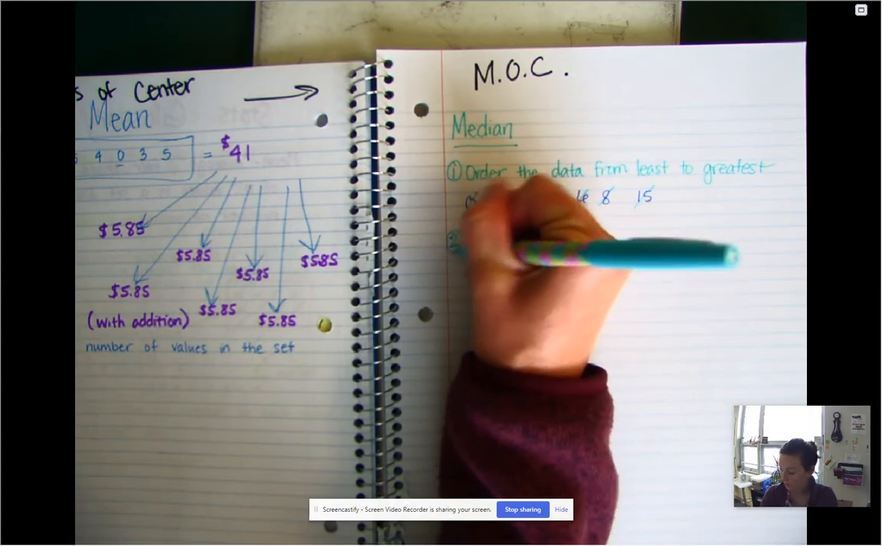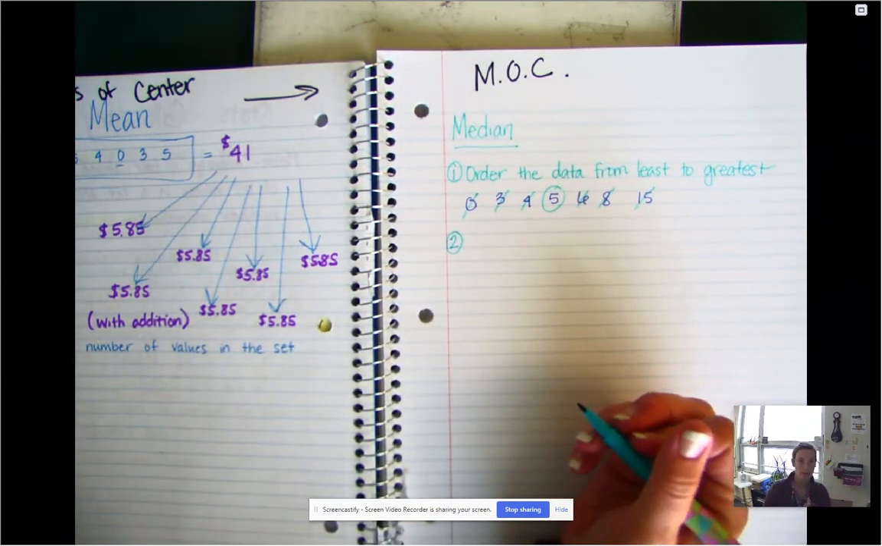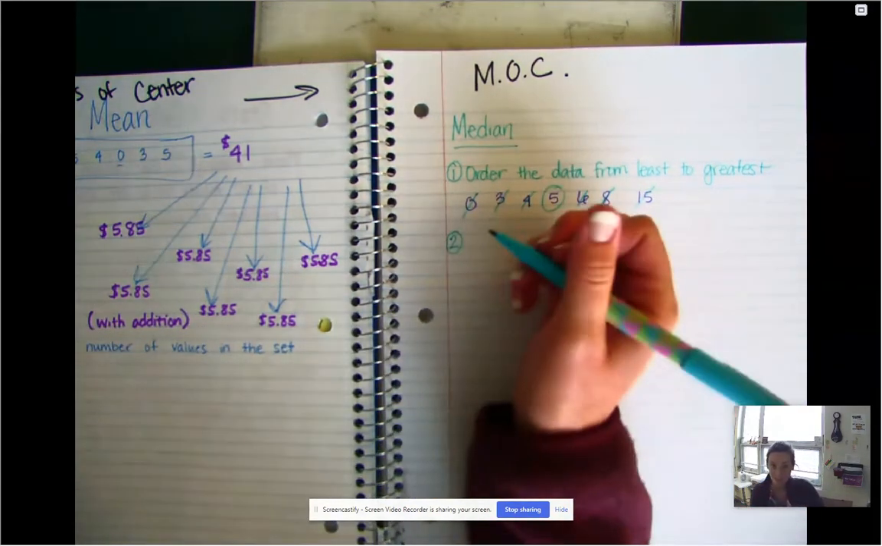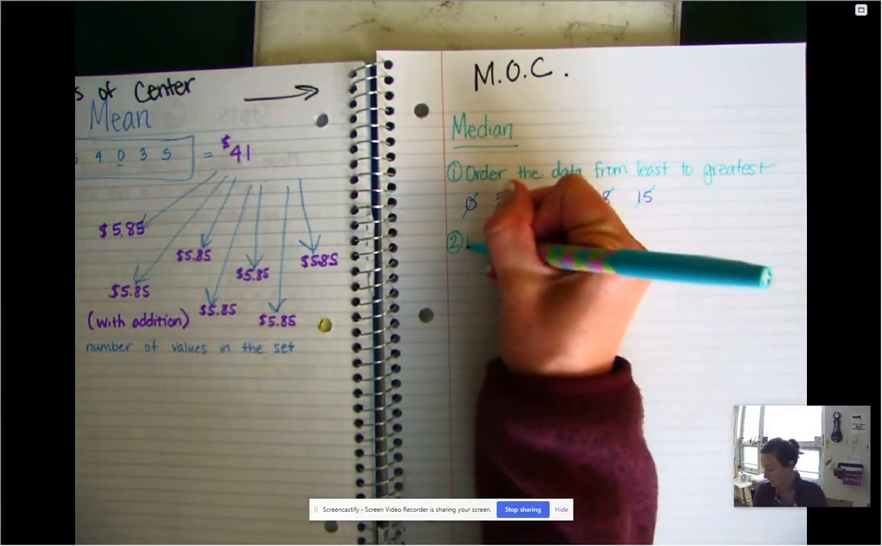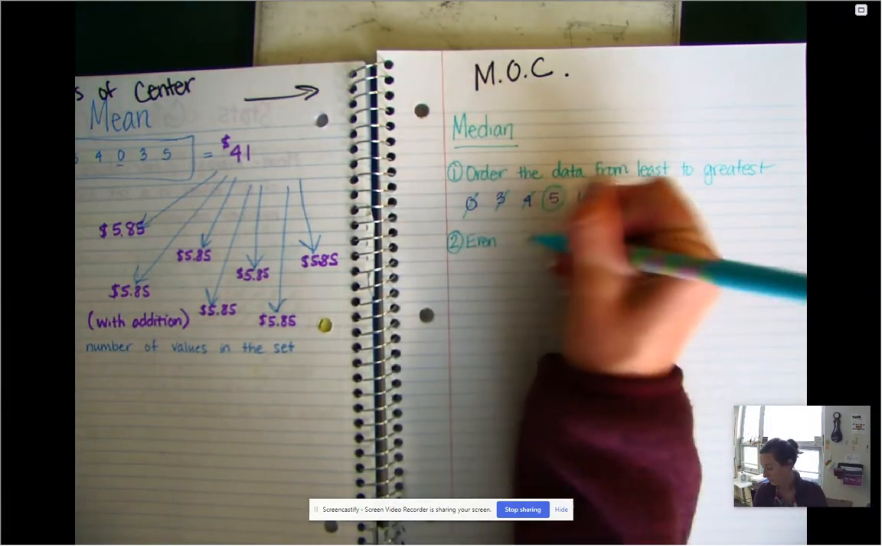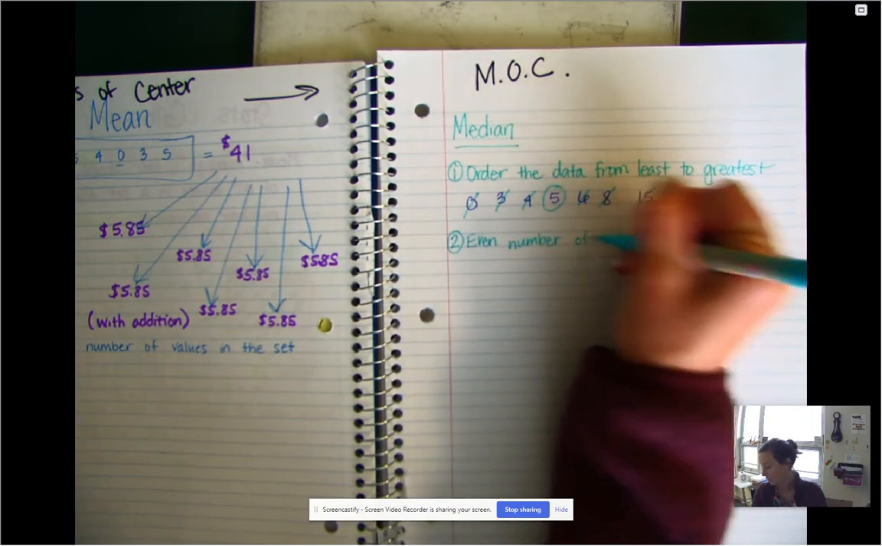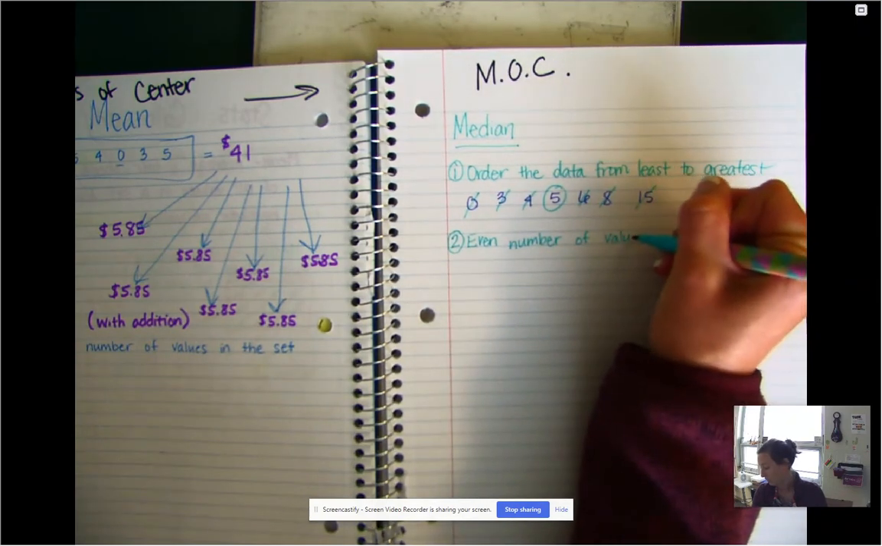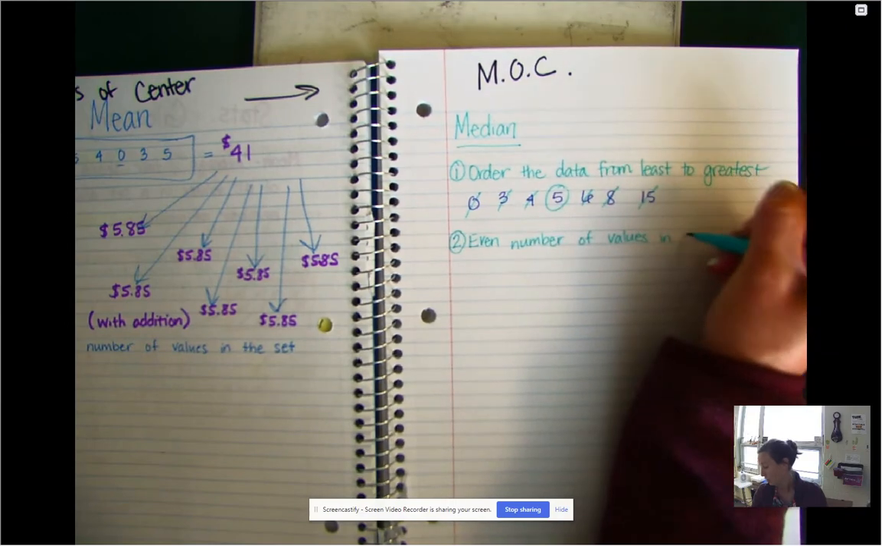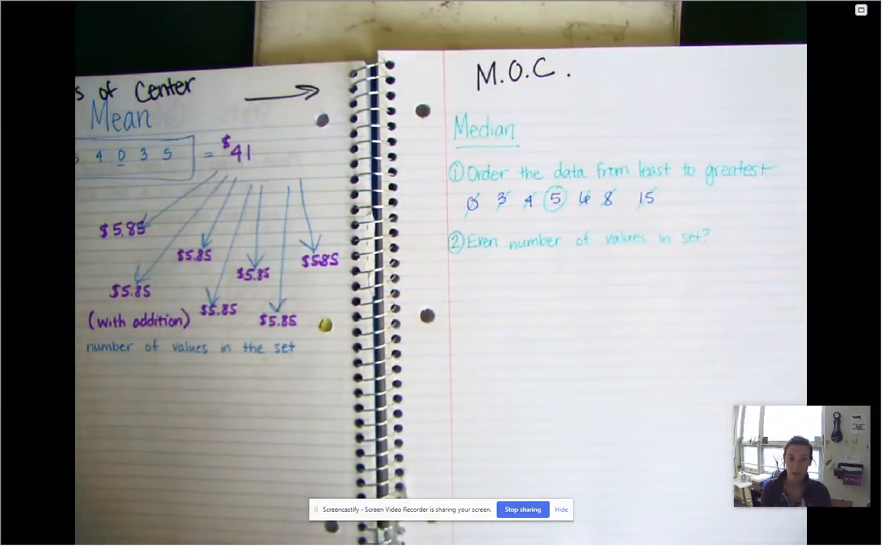So the only other thing that has to happen is that sometimes if there's an even number of values in the data set, you're going to end up with two numbers that are the median, in which case you split the difference.